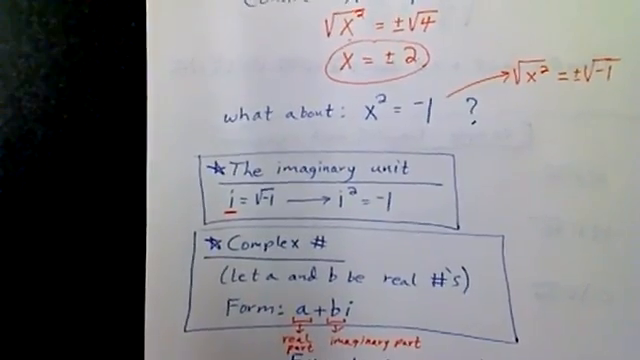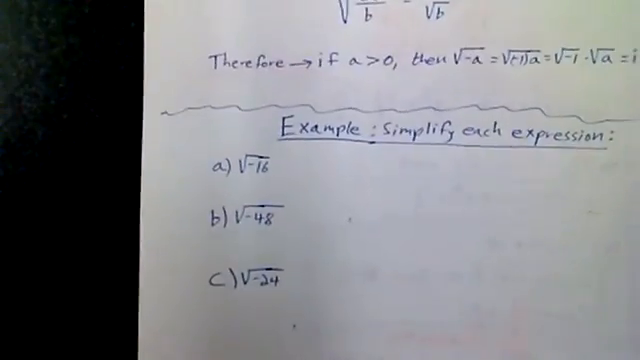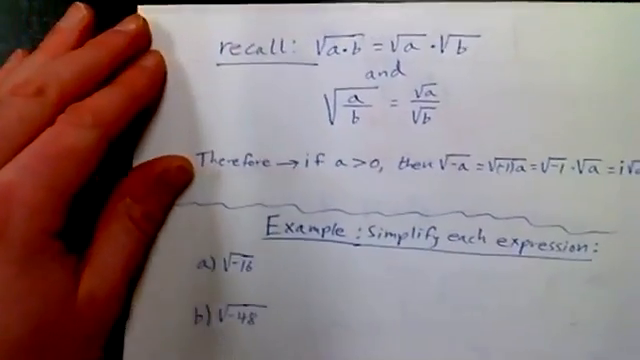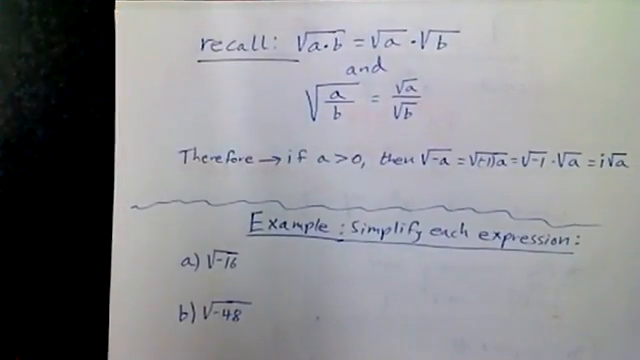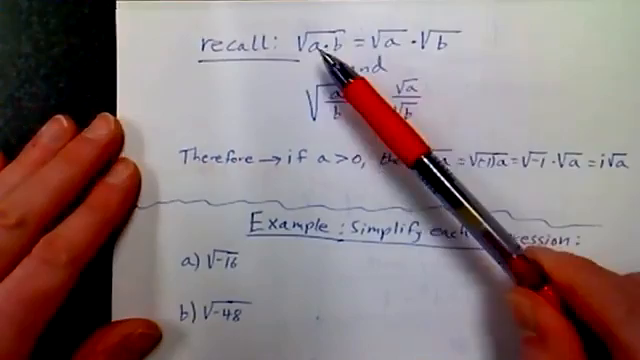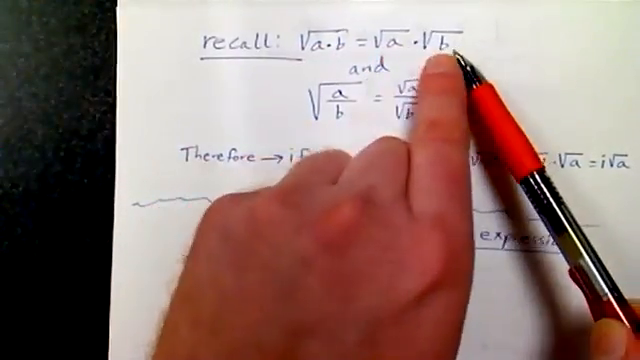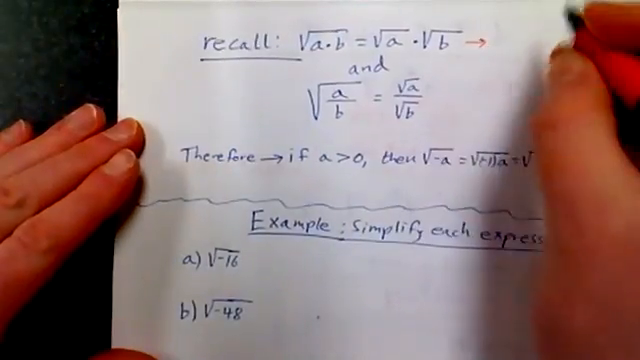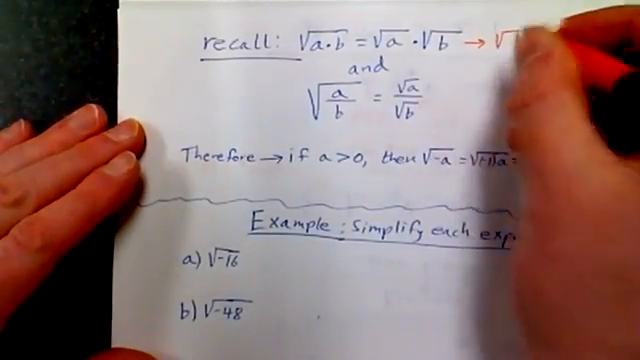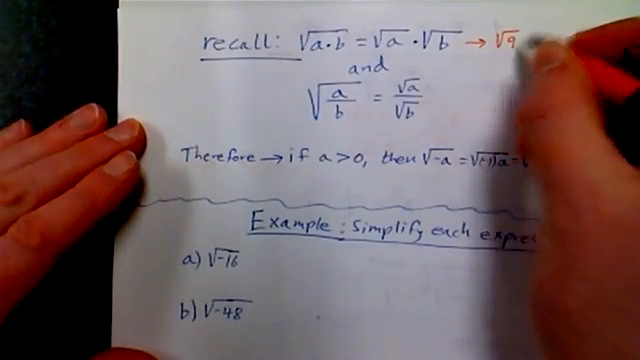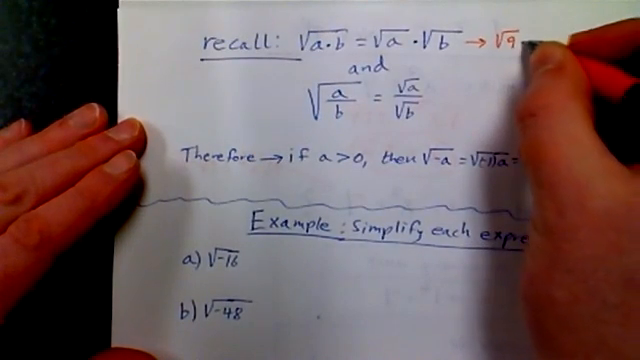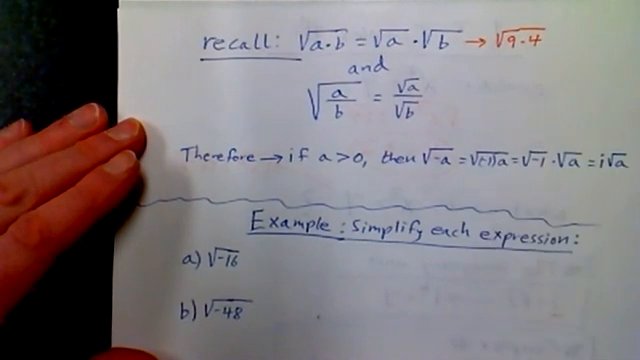All right, so continuing on. Before we can move on, you have to remember some rules from your algebra. If you take the square root of two numbers that are being multiplied, you can split these up into separate square roots. So what I mean by that is if I have the square root of, let's say, 9 times 4.